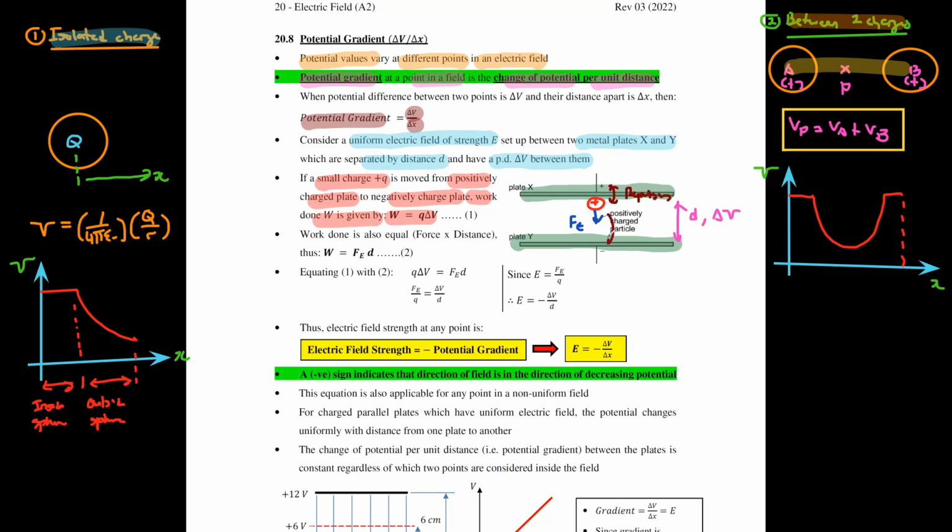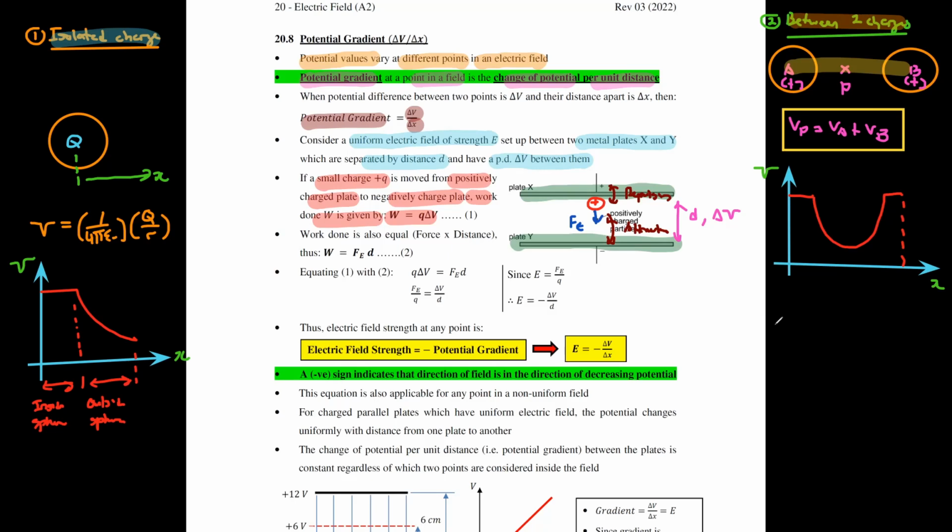And then because this is a positive test charge and this is a negative plate, there is attraction here. So by right, that test charge is supposed to move downwards, okay? But there's also another way to look at it, to know that the electric force acting on the test charge is downwards. This one is through what I mentioned to you earlier in the lesson.